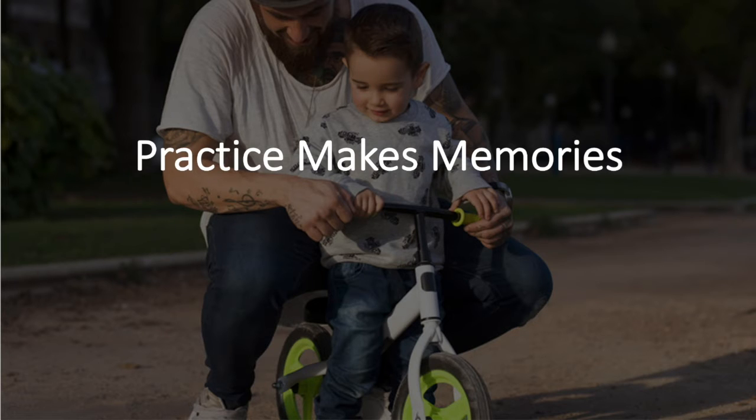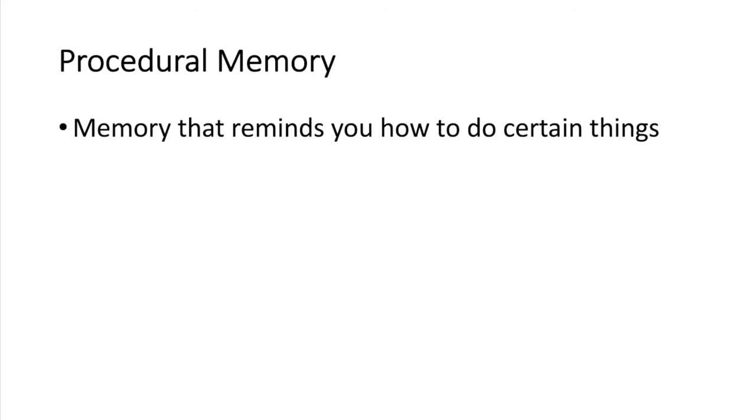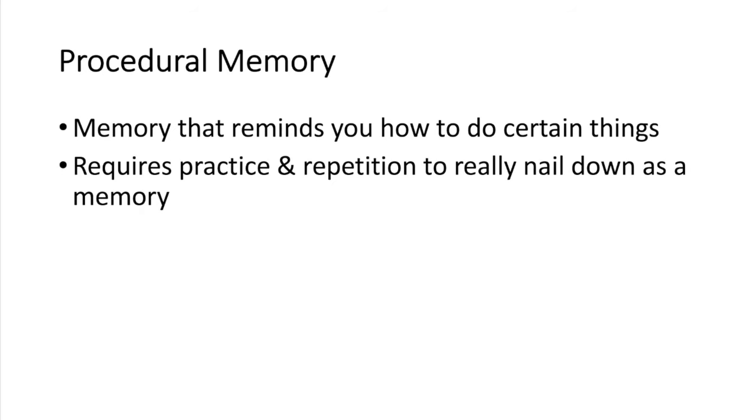And so let's look into these kinds of memories. These kinds of memories are known as procedural memories. These are memories that remind you how to do certain things. And so they require practice and repetition to really nail down and solidify it as a memory.